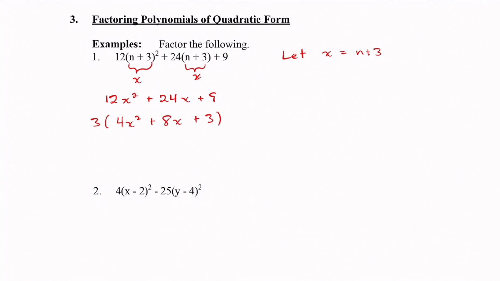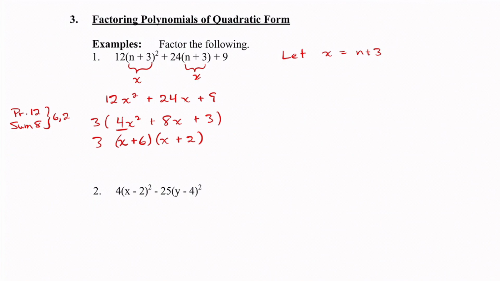And then I can do my product and my sum for these three terms. So the product is 4 times 3, so that's 12. The sum is 8. So I need two numbers that'll do that for me, and that's going to be 6 and 2. And I'm going to use the fractional method that we did on that first set of examples. So I'm going to have x plus 6 and x plus 2.